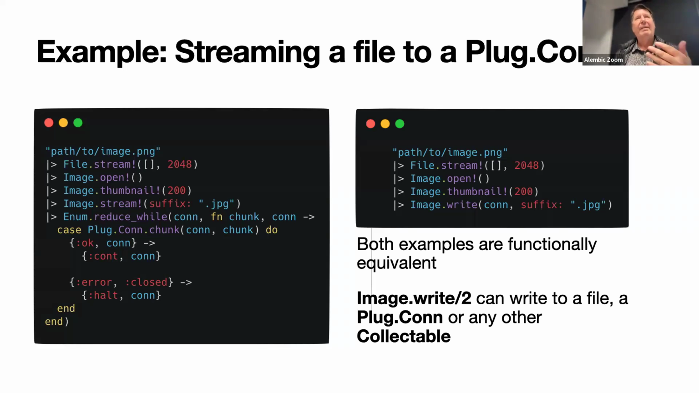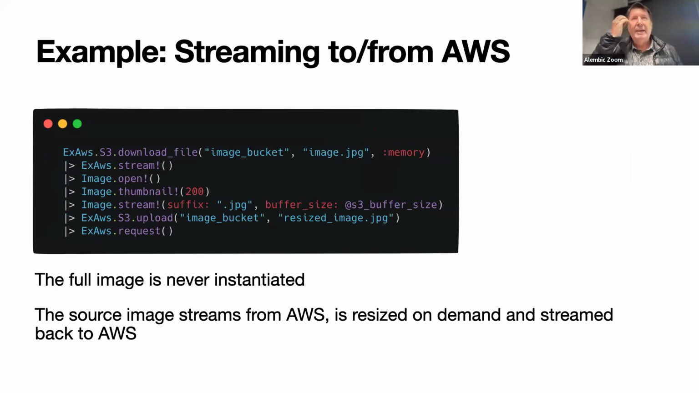But the idea that I have in mind, which not everyone agrees with, I can respect, is you should be able to open almost anything, and you should be able to write to almost anything, and not have to think about what that thing is, so that if you change from a direct file write to a stream write to an AWS write, you don't have to think about that in the majority of your pipeline. You're just changing the source and the sink of the pipeline. So you can write to Image.write or to a Plug.Conn or to anything which implements the Collectable protocol, whatever that happens to be. So the example from an AWS world, here is an example.